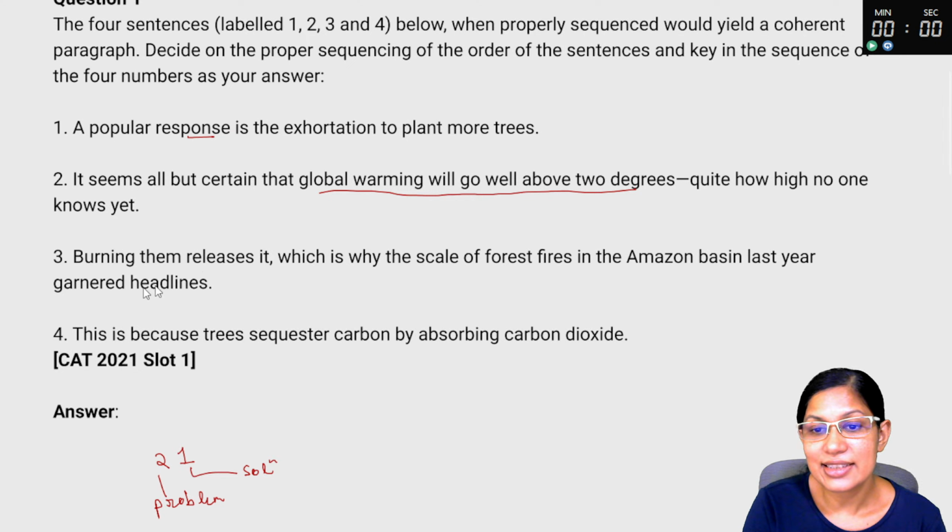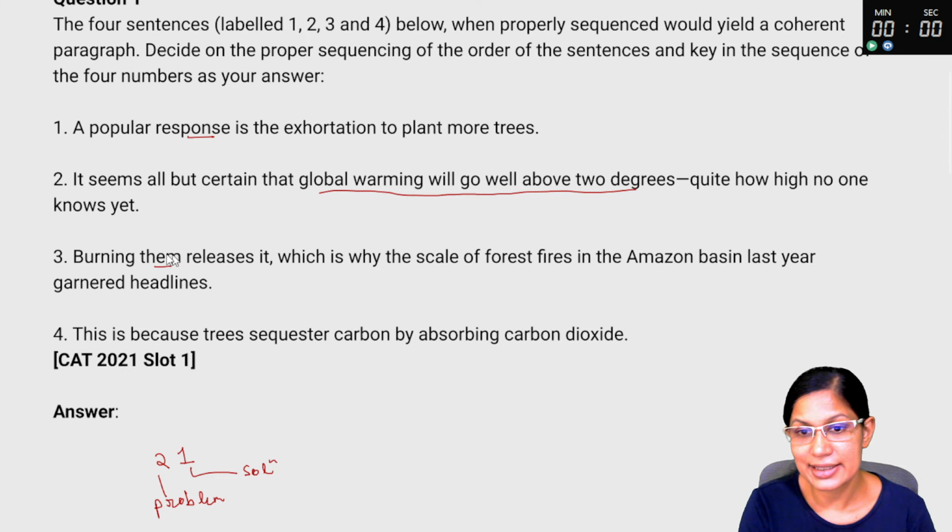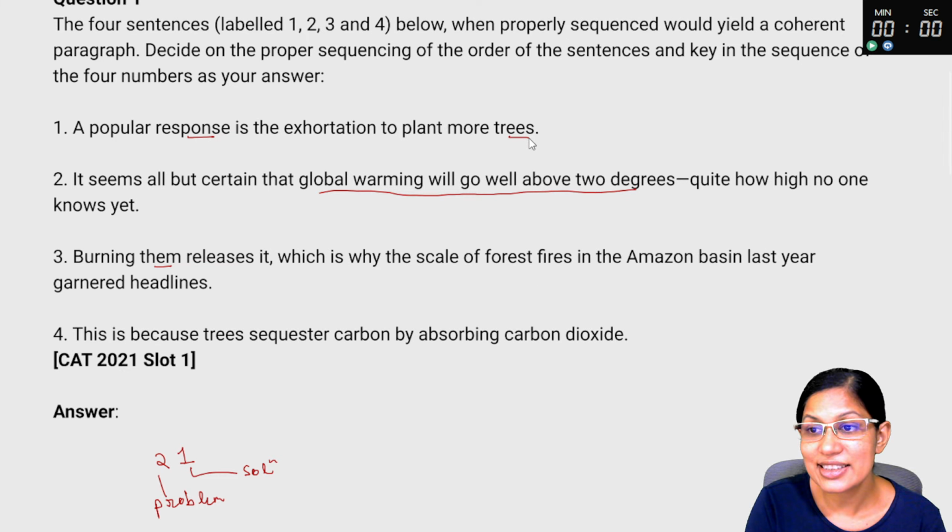Burning them releases it. Now, this 'them' could probably be trees, right? Burning trees releases it. Why do I say that? Because we're speaking about forest fires and all of that. So forest fires, trees there in forest, so burning them, this 'them' could be these trees, but as of now we don't know what this 'it' is, right?